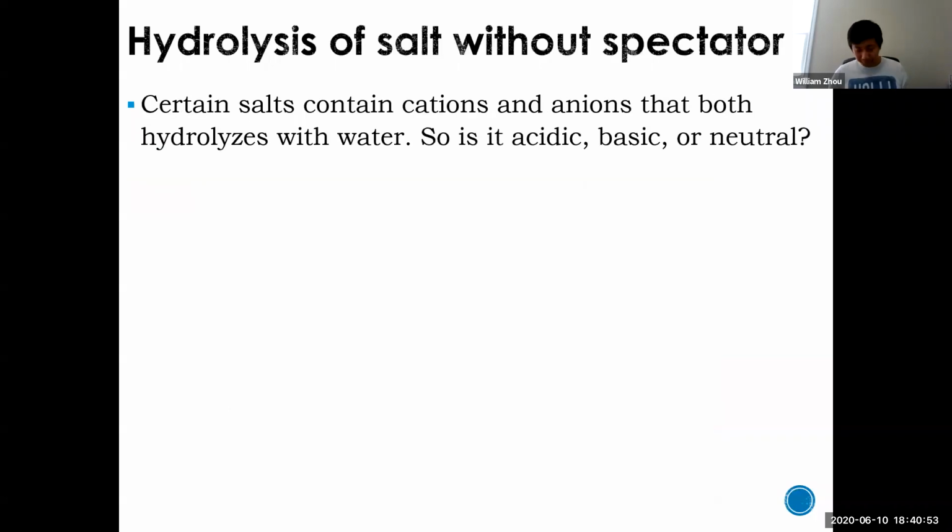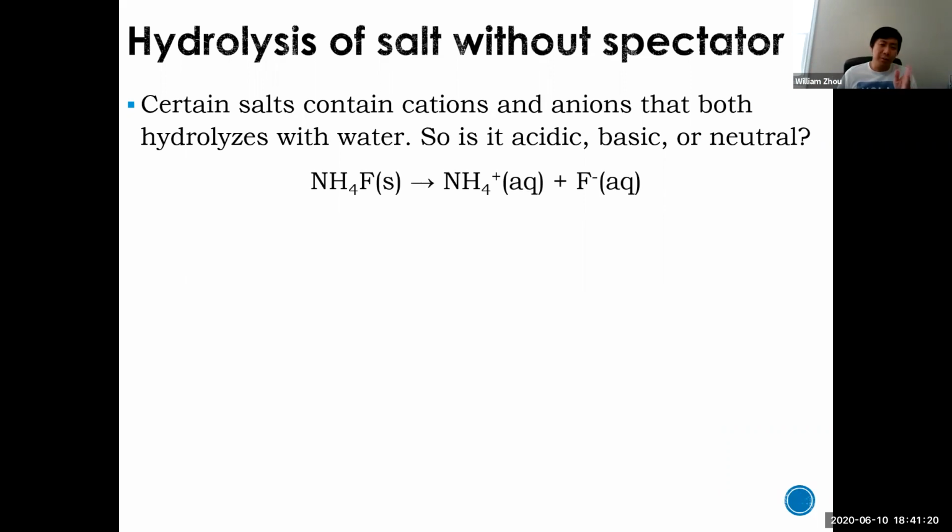All right. Moving on to a salt without a spectator. So far, the salts that we looked at, one of the ions the salt produced is a spectator ion, and the other ion is not. So whatever that ion is will determine whether it's acidic or basic or neutral. Now, what if you don't have a spectator? Okay, both sides have something to say. So NH4F.